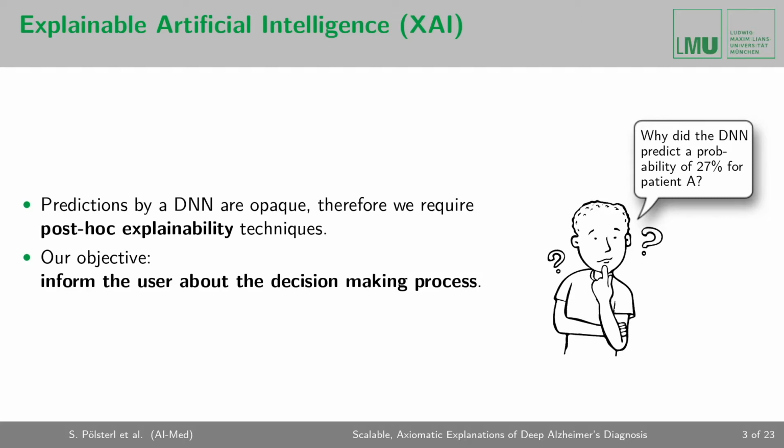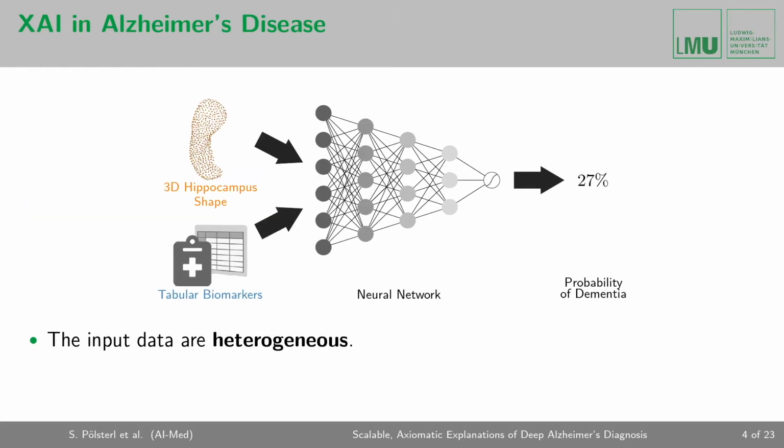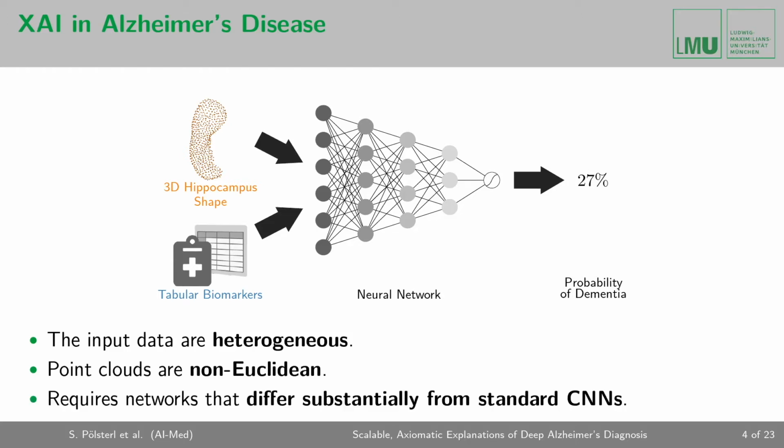predicted probability of dementia. There are three aspects that make explaining an Alzheimer's diagnosis challenging. First, we have to consider multiple types of inputs, namely the 3D anatomical shape and tabular biomarkers. Second, in contrast to an image, a point cloud is a non-Euclidean representation. And third, to learn from anatomical shape, we have to employ architectures that differ substantially from DNNs, which most previous work in explainable AI focused on.